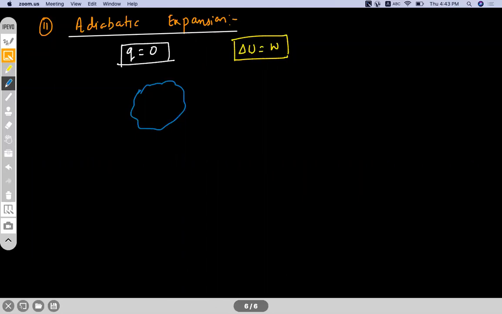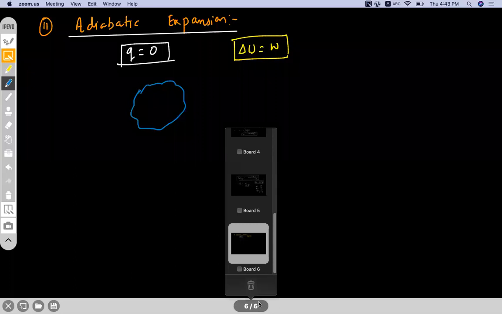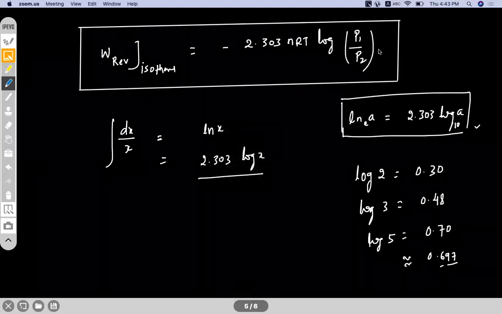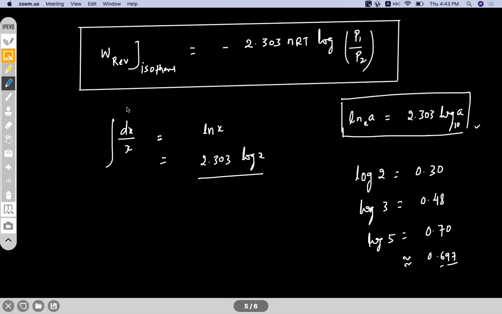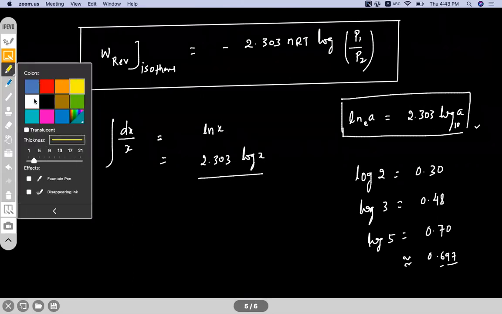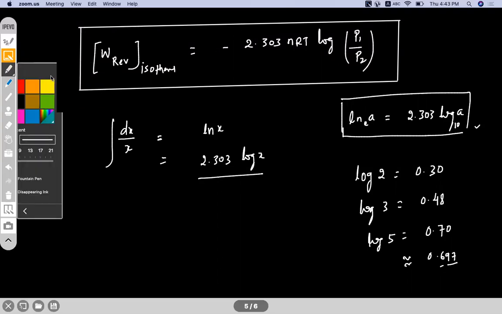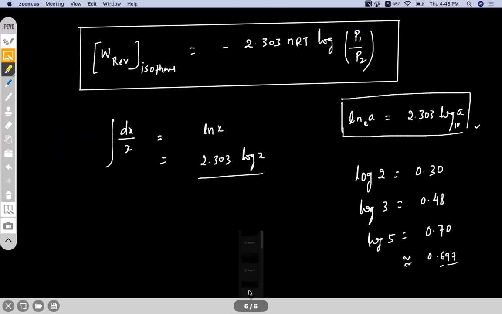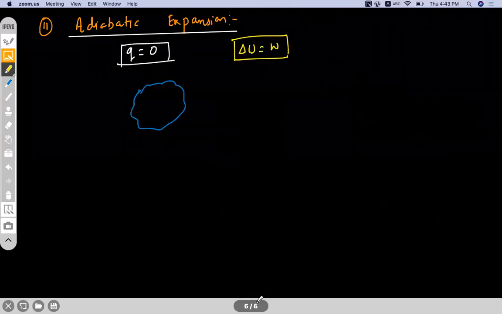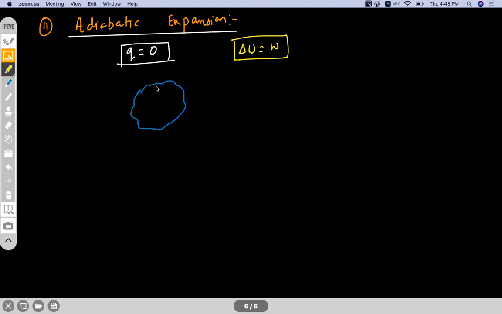Yeah, once again, Pranav, I'll go back. Guys, just a second. This page. See, this notation means work done in reversible isothermal process.